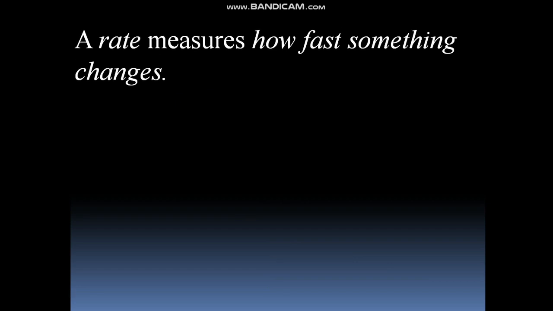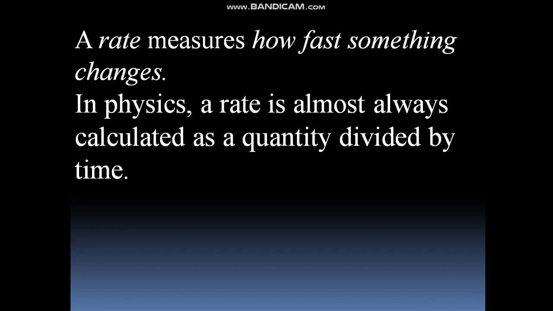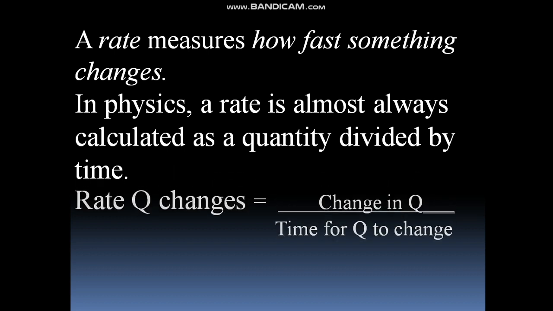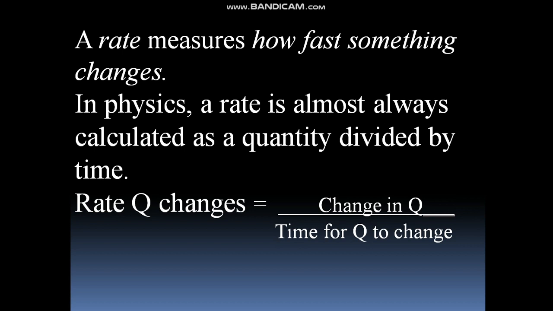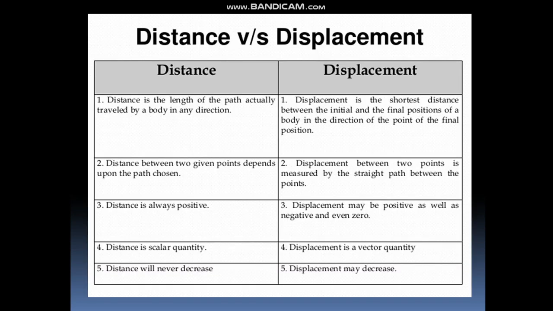Now, when we talk about different terms in physics, we many times come across the word rate. A rate measures how fast something changes. So in physics, remember, a rate is always calculated as a quantity divided by time. So the rate with respect to any physical quantity means the change in that quantity. Q stands for that quantity and time is the time for that quantity to change.